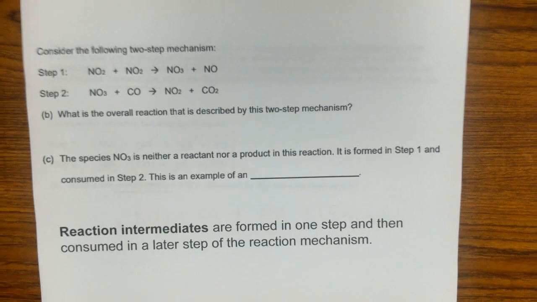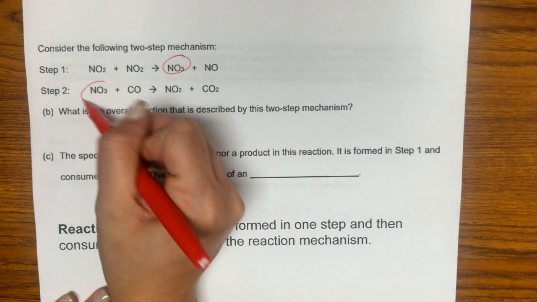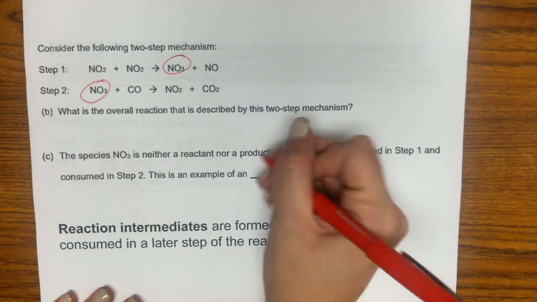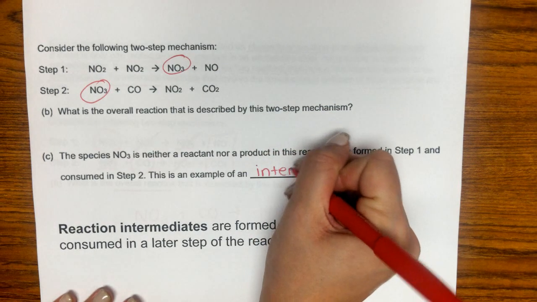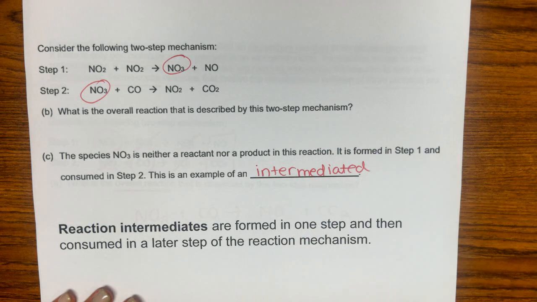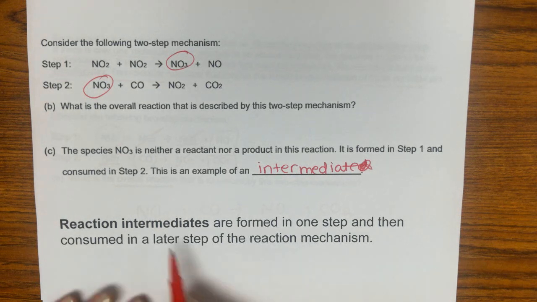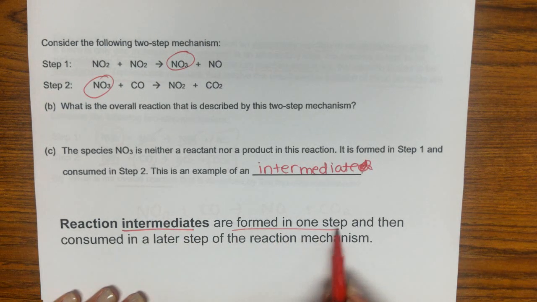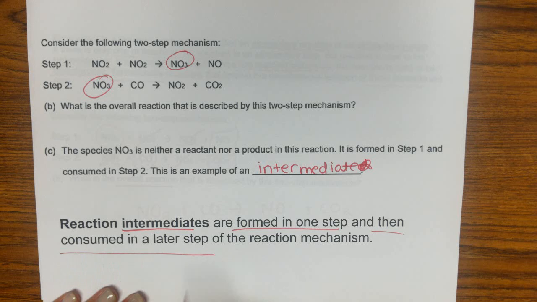Part B we just did. So C said NO3, as we talked about, it's not a reactant and it's also not a product. It's formed here and gets used up here. This is an example of an intermediate. That's what we call things like that. So, an intermediate, not mediated. An intermediate is something that is formed in one step, and then it's just used in a later step.